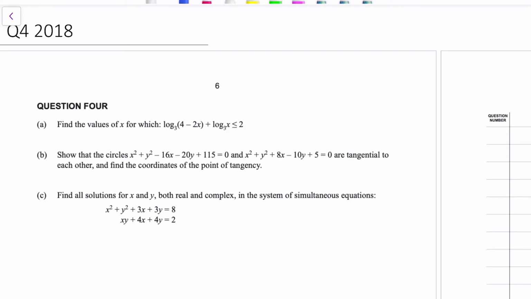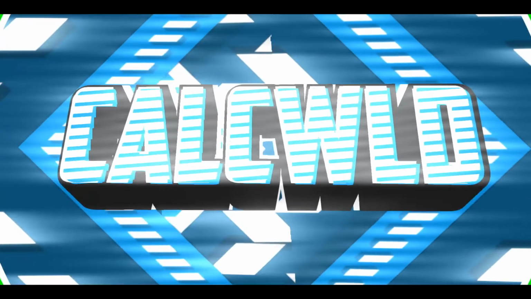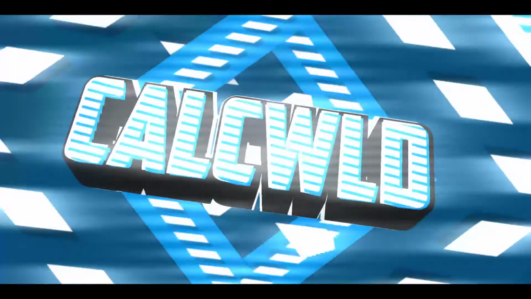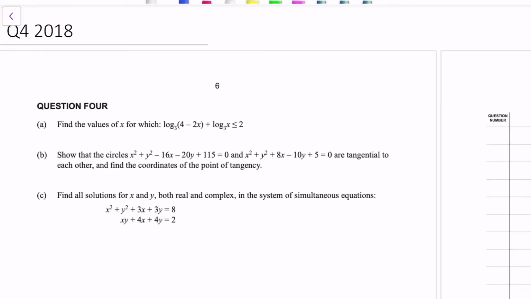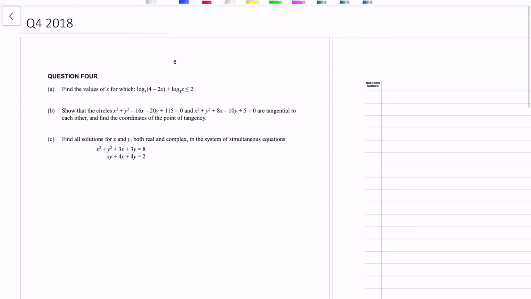3 parts, all very algebraic, and hopefully the video is a fairly short one because the problems aren't too bad. Okay, so the first question, an inequality involving logs.